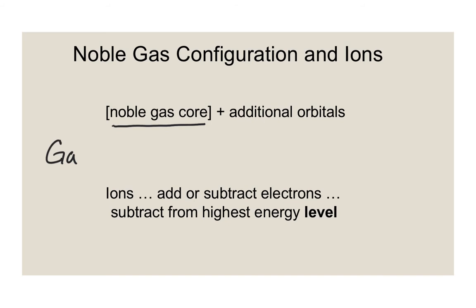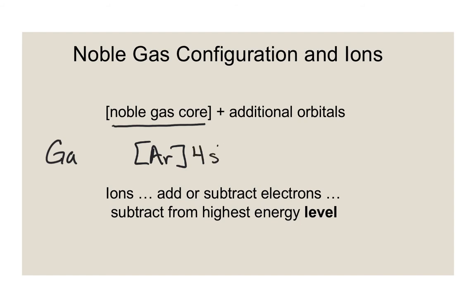And so what we're going to do is go backward from gallium all the way back to the most recent noble gas that we processed. If you follow that on your periodic table, you go through the 4th row up to the end of the 3rd row, and you'll see that the previous noble gas was argon. So you can do a noble gas core, which basically says all of the electrons up through argon, and then just fill in after that.